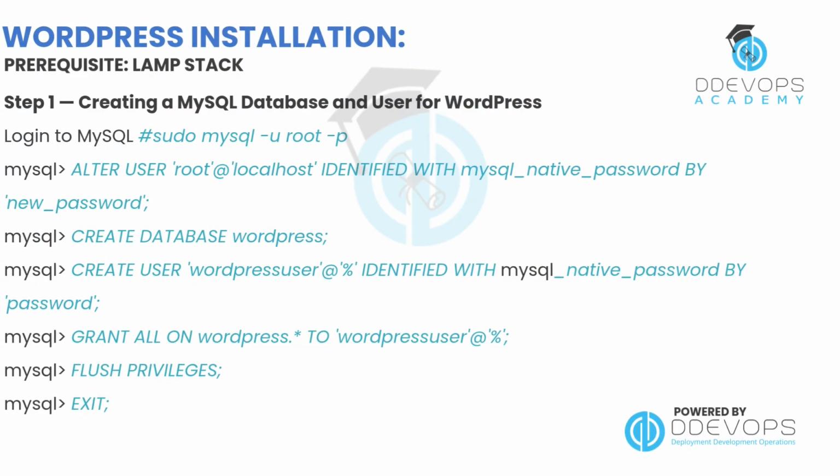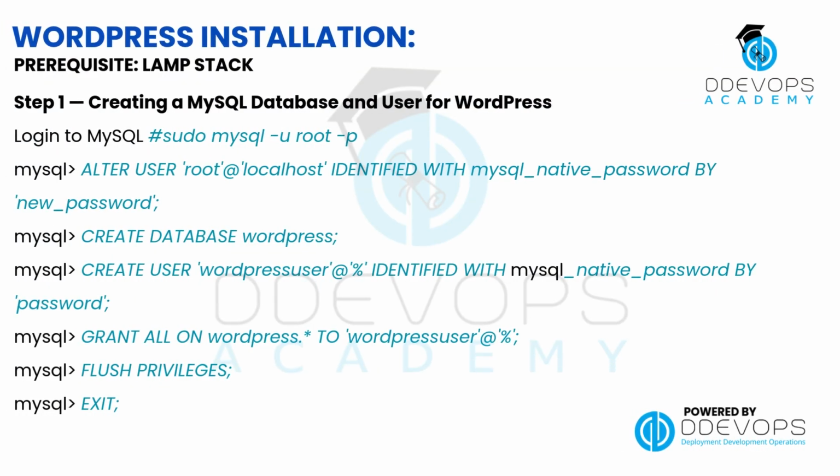Let's walk through setting up WordPress using the LAMP stack. First, ensure your stack is ready: Linux, Apache, MySQL, and PHP. Then, create a MySQL database and user for WordPress. Log into MySQL and run the necessary commands to set up credentials and grant permissions.